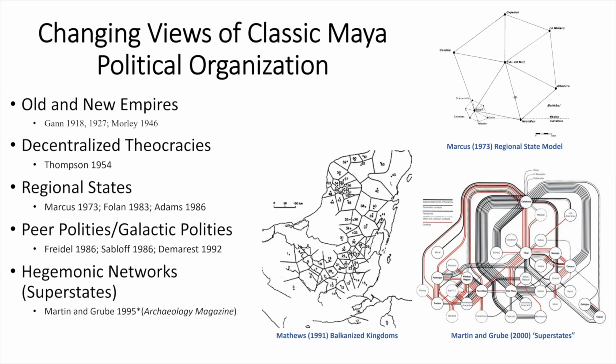Whereas regional state models were more focused on the internal areas under direct control of a polity. So this polygon for Calakmul is, I think, the most famous figure that ties into that. And Martin and Grube's, I always call it the subway figure, shows interactions between kingdoms, focusing on geopolitics. So yeah.